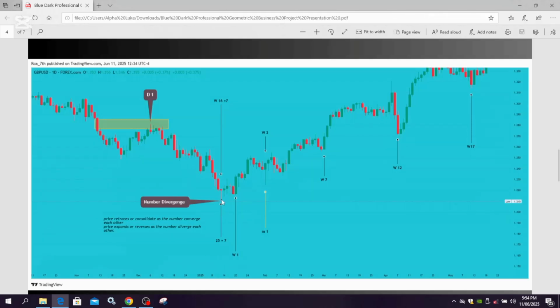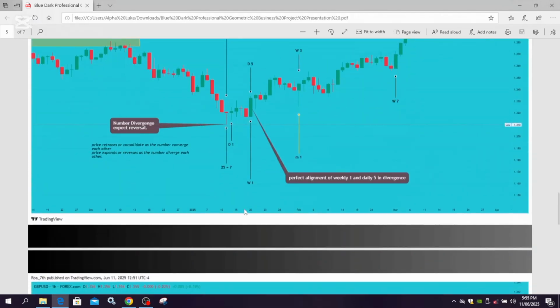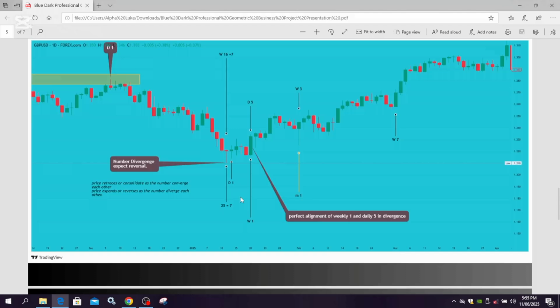They align perfectly in divergence with each other. Okay, and they equate to the same value, even though we have a divergence, but somehow they equate to the same number. We know that this is a decision point, and so we wait. And this is how I use this concept.